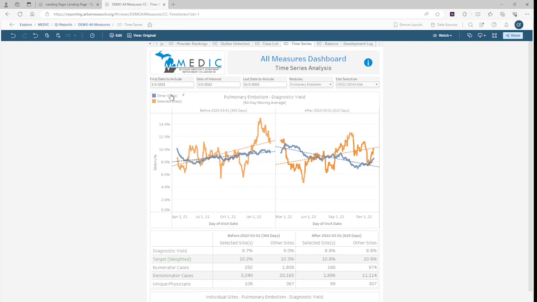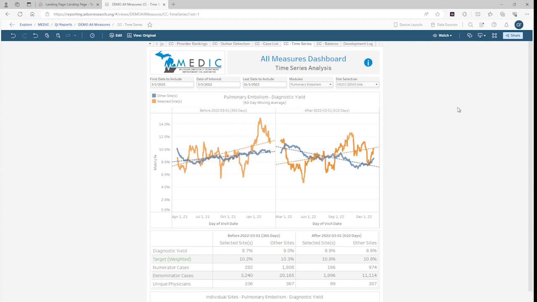The first few boxes here are set the dates. You can pick a date of interest. So for example, if you did some sort of intervention like an EHR intervention or an educational intervention, you could pick the date that intervention started, and then you can pick the first date to include and the last date to include. And what that will do is create a before and after period. And so then on this middle panel, what you're going to see is a split line graph where the split is at the date of interest, and then there's a before and after period.